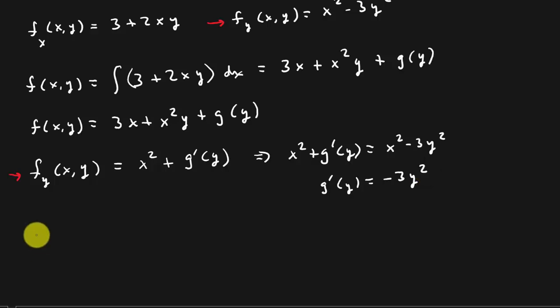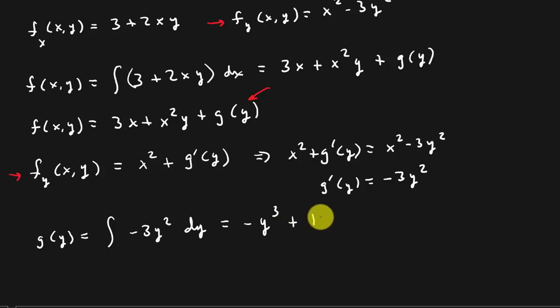So what I need to find is what g of y is. Well, g of y would be the integral of negative 3y squared dy, integrating with respect to y. This gives me negative y cubed plus some constant k. In this one, we use k as the constant because our function here is only in one variable. For our earlier constant, we used g of y because our function is in two variables, and we were integrating with respect to x, so y was considered the constant. But here we only have one variable, y, so we just write plus our constant k.